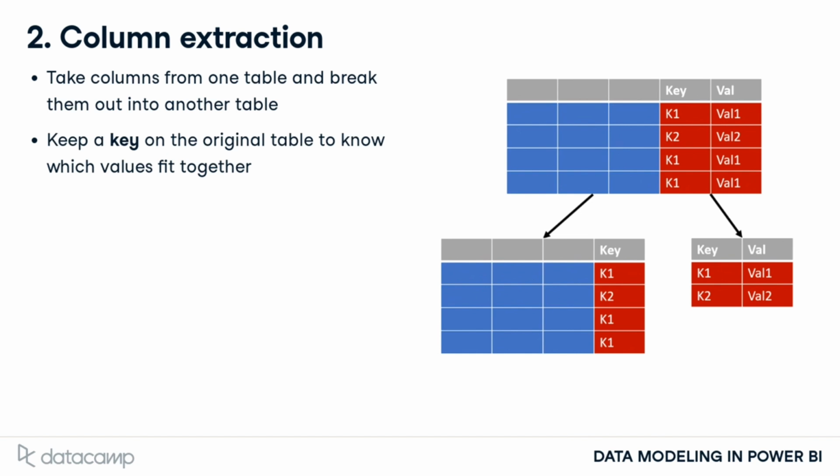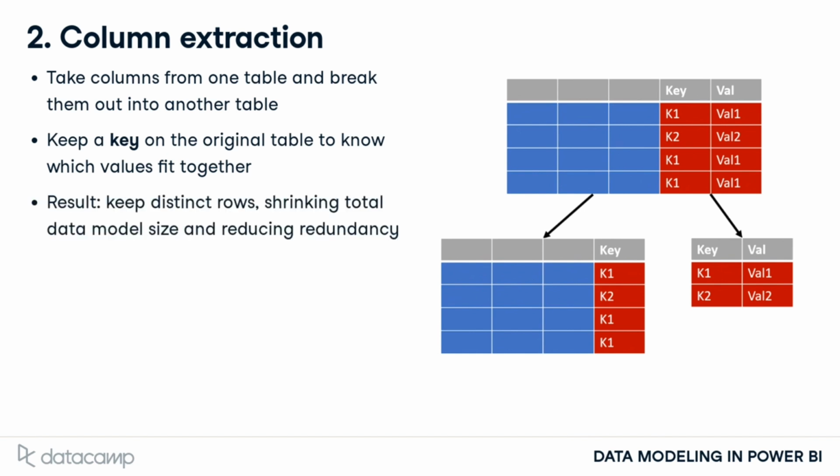On the original table, we retain that key column so we can create a relationship between the tables. In Power BI, you can define these relationships in the model view. With column extraction, we retain just the distinct values of these breakout tables, which shrinks the total data model size and reduces redundancy.